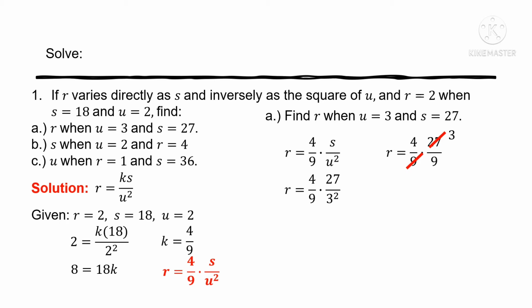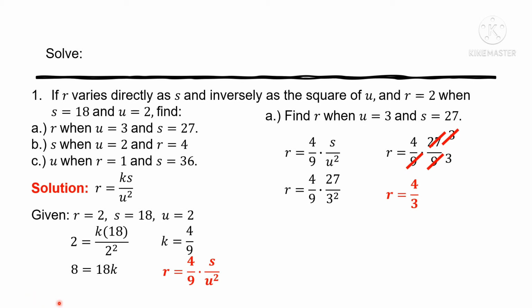So, hindi na natin susulat dyan yung 1. And again, yung 3 at saka yung isang 9 din sa denominator, they are both divisible by 3. Kaya yung 3 sa taas, divided by 3 is 1. Then yung 9, divided by 3 is 3. Kaya yung natira sa numerator ay 4. Sa denominator naman ay 3. Kaya ang sagot natin, ang R natin ay 4/3 when U equals 3 and S equals 27.